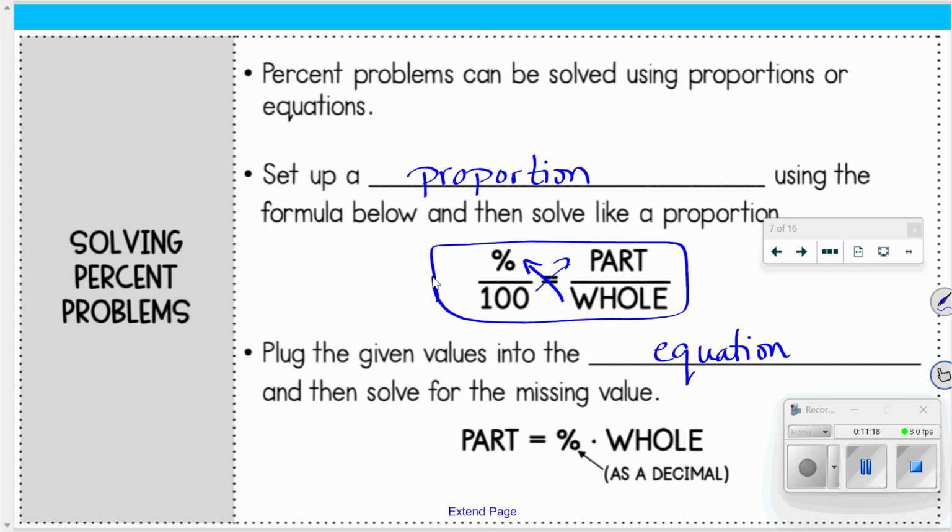Now, one big note. If I am doing the percent equation, how do I need to represent my percent? As a decimal. Is it difficult to change a percent to a decimal? No. Literally, all I'm doing is moving my decimal place twice to the left. If my percent has a decimal in it, does that change anything? No, I just move it to the left. If I have empty spots, once I do that, what goes in empty spots?